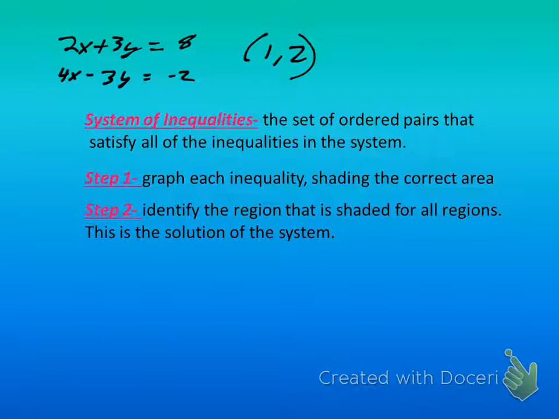To do it, very similar to how we did in 1.5: Step 1, graph each inequality, shading the correct area. Step 2, identify the region shaded for all regions. That is your solution.